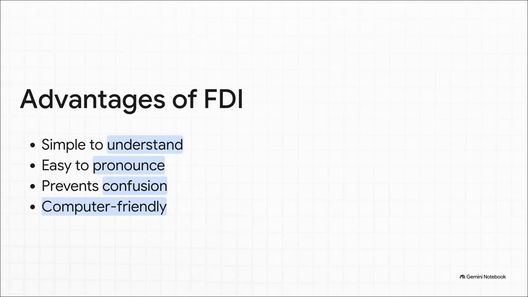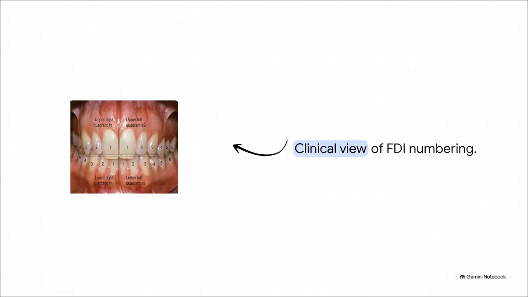Introduced back in 1971, this system checks all the boxes set by a special FDI committee, and it is accepted globally by massive organizations. We're talking the WHO, the ISO, and the ADA. The advantages are pretty undeniable. It completely prevents left versus right confusion. Every single tooth gets a totally unique ID, and most importantly for today's world, it is incredibly easy to type into modern dental software.